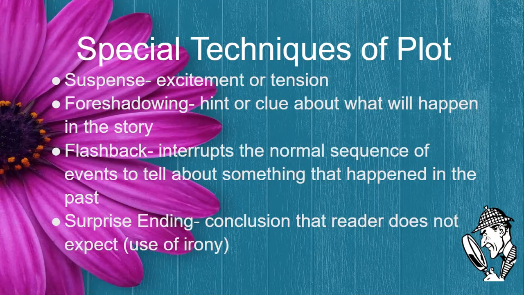The special techniques of plot include suspense, foreshadowing, flashback, and surprise ending. Suspense is the excitement or the tension. Foreshadowing is the hint or clue about what will happen in the story. Flashback interrupts the normal sequence of events to tell about something that happened in the past. And the surprise ending is the conclusion that the reader does not expect, often uses irony.